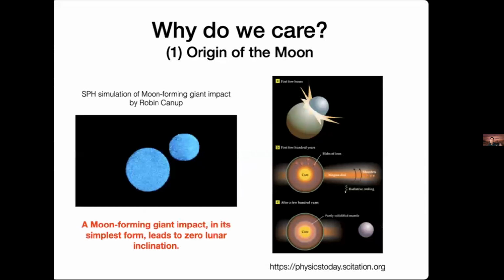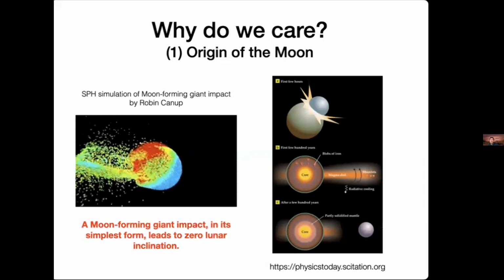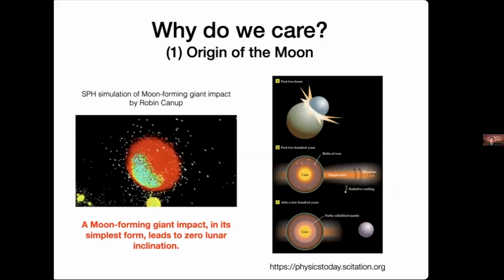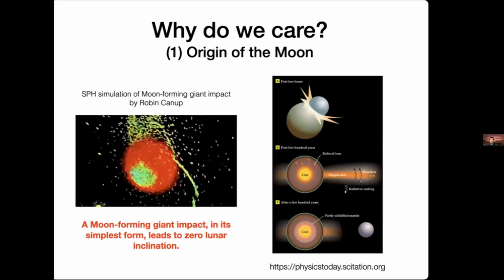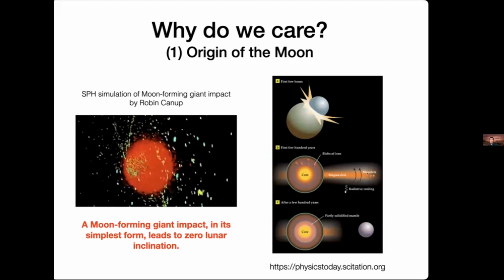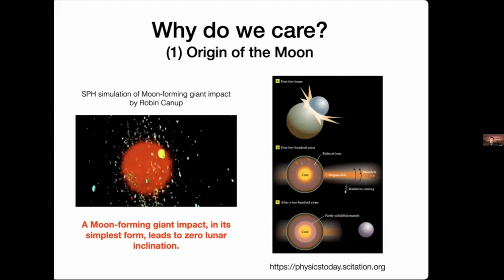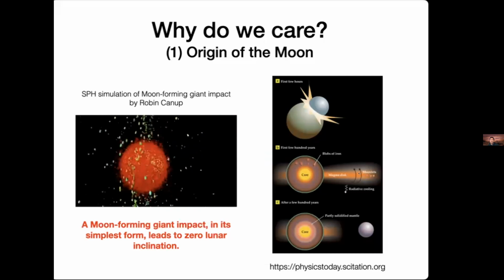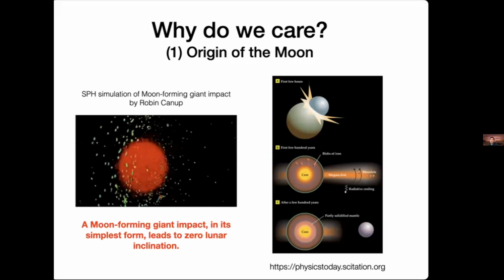This is because a moon-forming giant impact, which is a leading hypothesis for the origin of the moon, leads to zero lunar inclination. A proto-lunar disk after the giant impact is spread on the ecliptic plane. So if you make a moon out of it, it should stay on the ecliptic plane. And this is a major dynamical difficulty associated with the giant impact hypothesis, known as the lunar inclination problem.